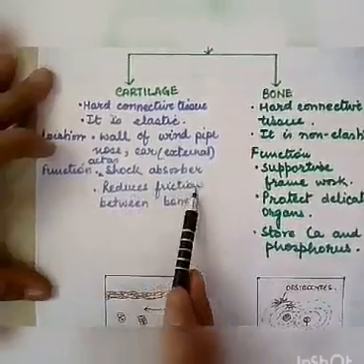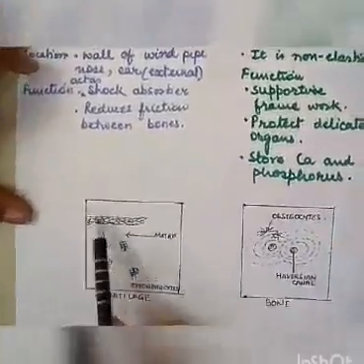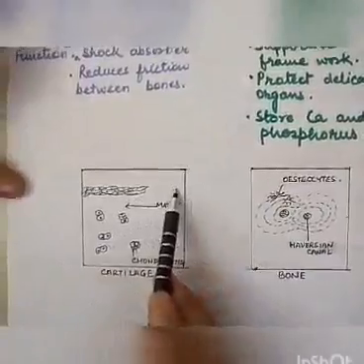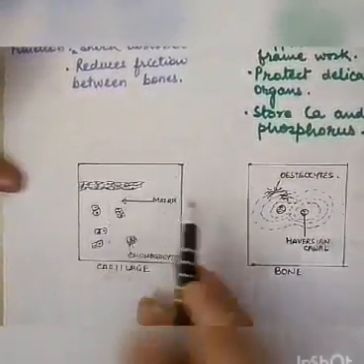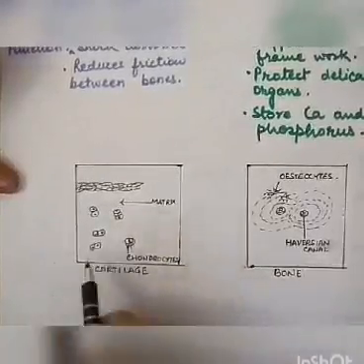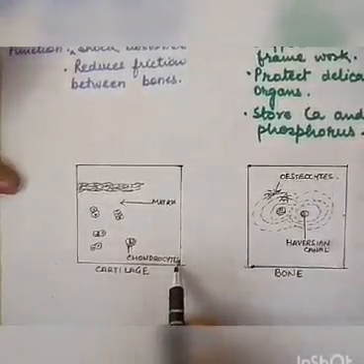It reduces friction between bones. This is the structure of the cartilage. This is the pericardial membrane. This is the matrix on which these cells are suspended. These cells are known as chondrocytes.